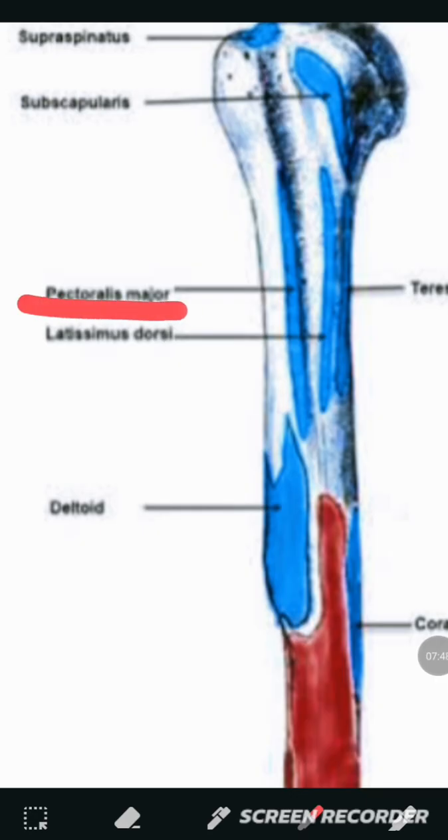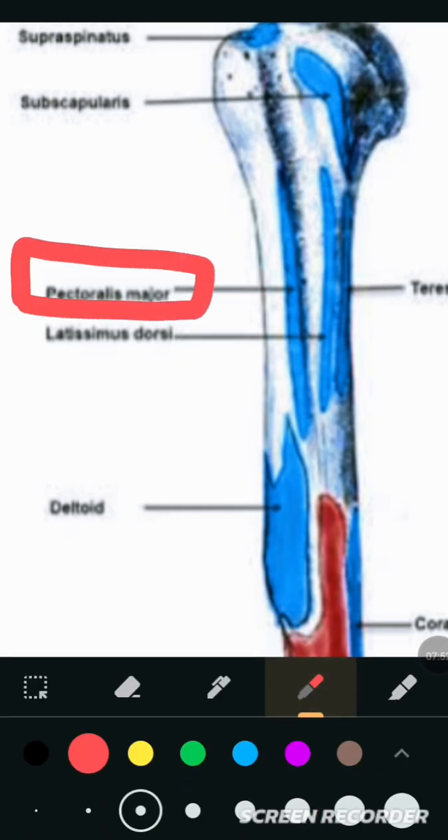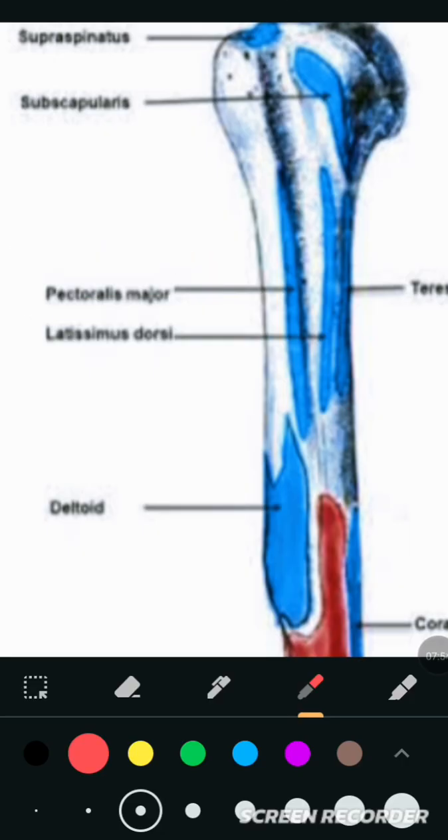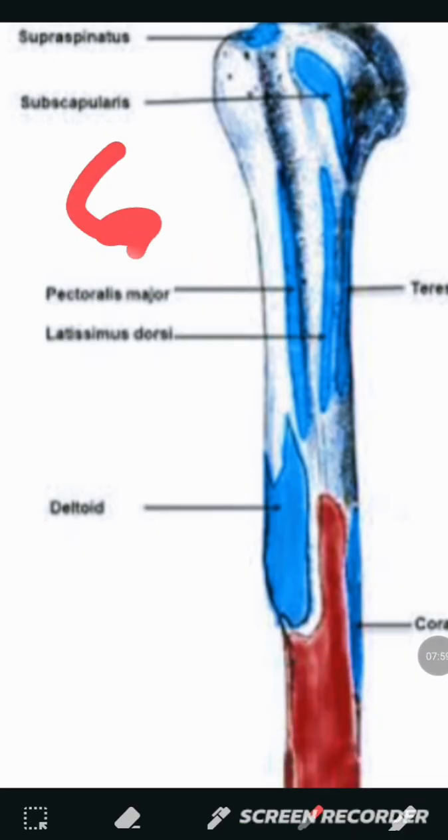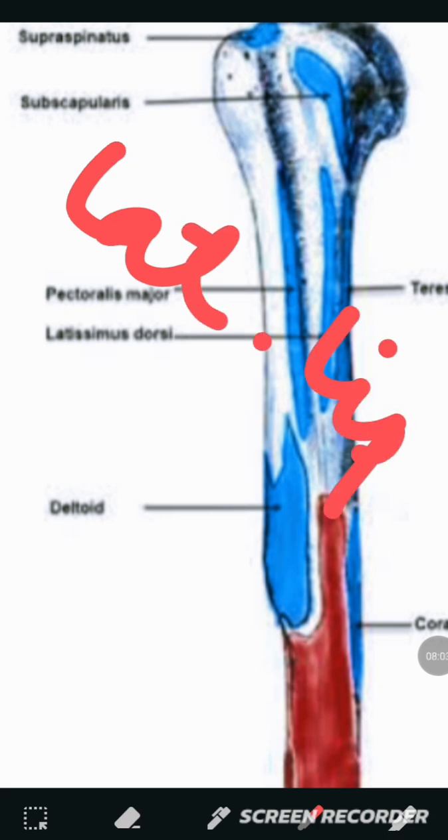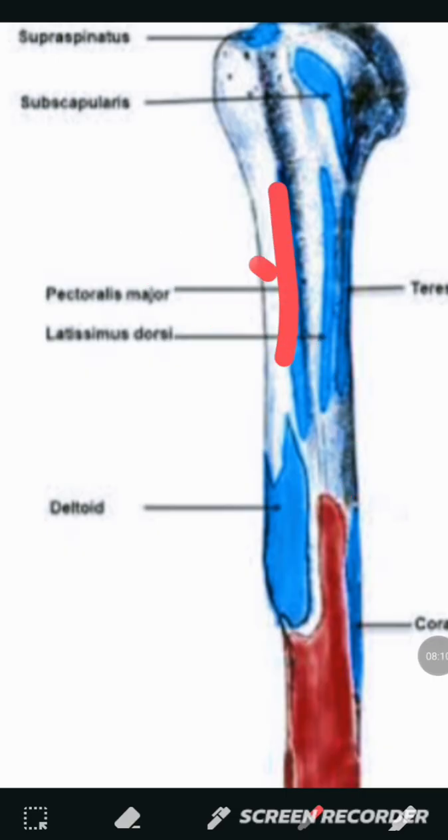This is pectoralis major, and this is actually attached. This pectoralis major is attached to which lip? It is actually attached to the lateral lip of the bicipital groove. This region is the bicipital groove, and it is attached to the lateral lip. So it is the pectoralis major insertion.